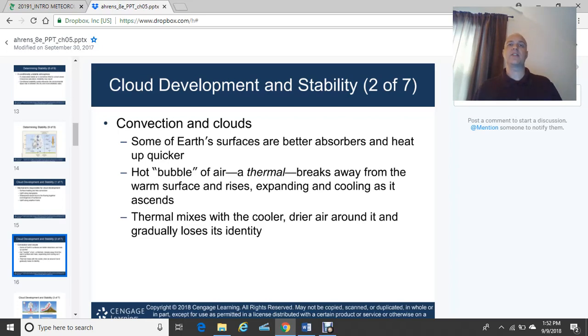As air rises, it cools and expands. Just keep that in mind. This thermal mixes with cooler, drier air around it as it rises and gradually loses its identity.